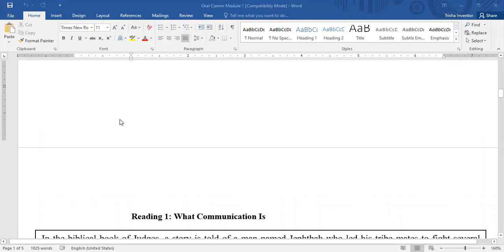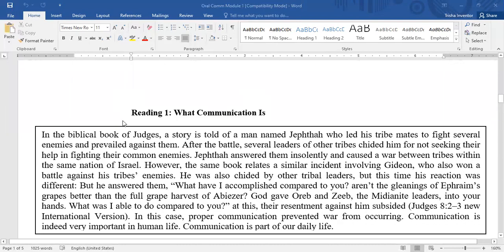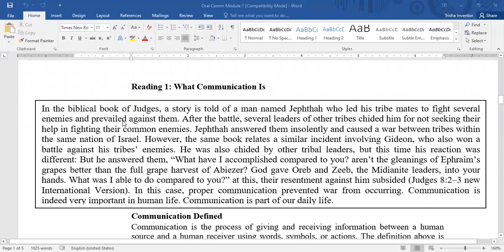Now let's go to the discussion. First, we have here reading 1, what communication is. In this box, communication is described through a story. So proper communication is the key so that we will have a better world or a peaceful world.